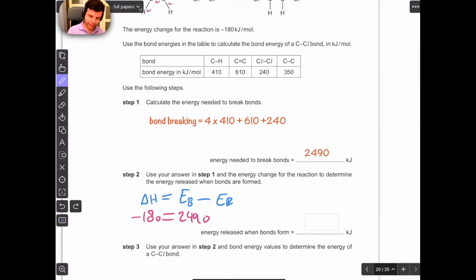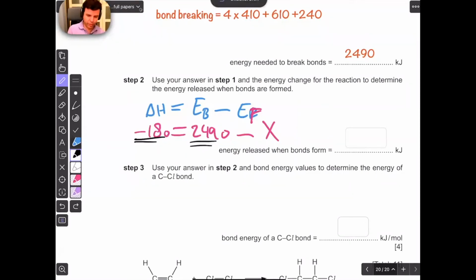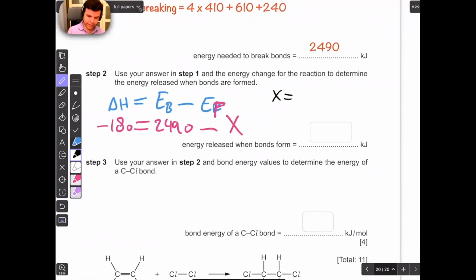Energy broken, and this is the energy formed here. So I'm going to say minus X, okay? Why minus X? Because the bond formed here, by default, is going to be negative. So what am I going to do now? I'm going to just rearrange that equation. What was it going to become? X is going to become positive 249. Agreed? So altogether, how much is the value of X?